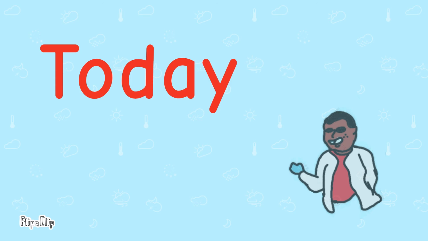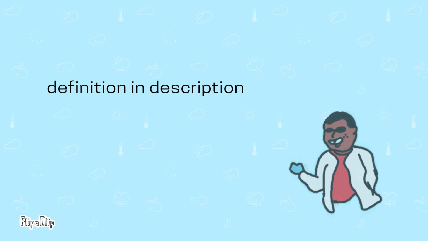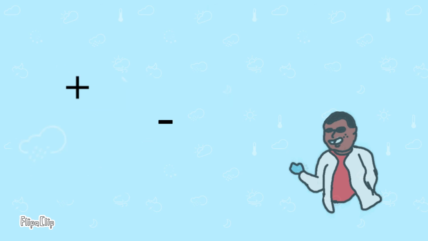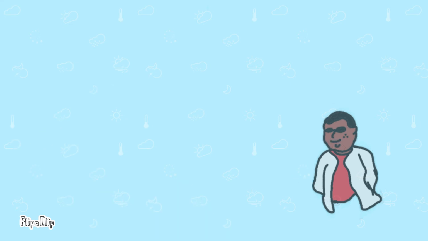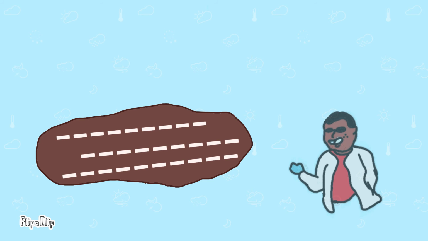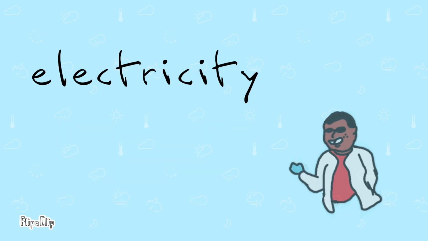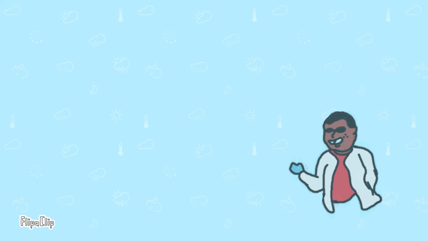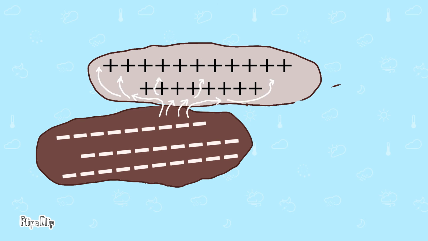So today, I'd like to talk about static electricity. Static electricity is an imbalance of electric charges within or on the surface of a material. The static bit is because the charges remain in the material until they can be discharged. The electricity bit is because once the charges come in contact with an oppositely charged material, the electrons are transferred onto the positively charged material.